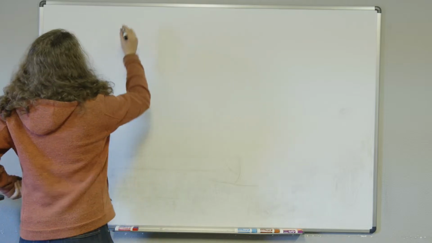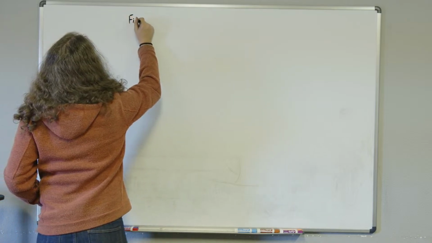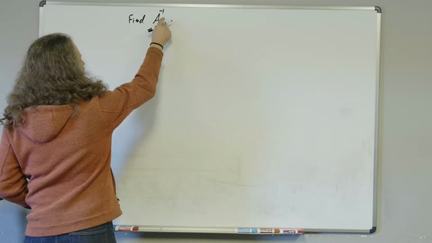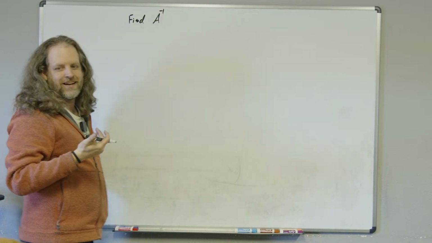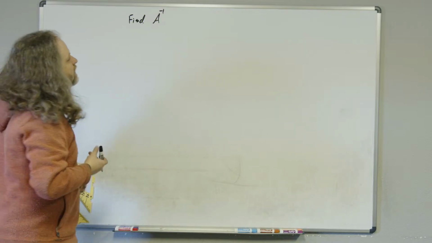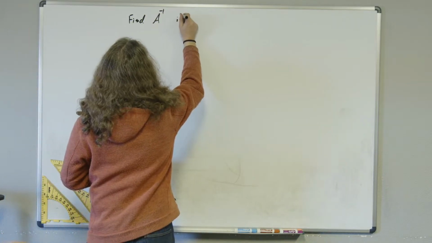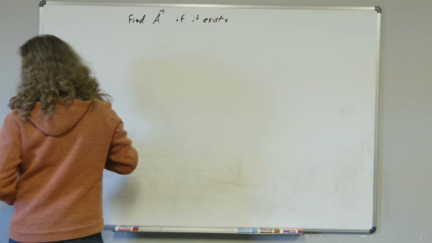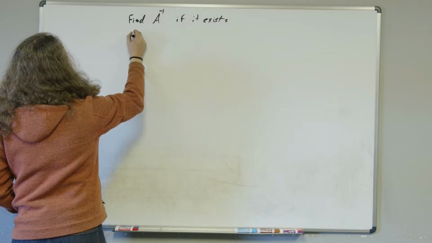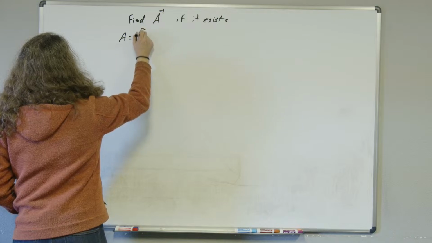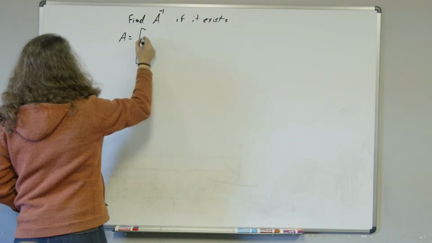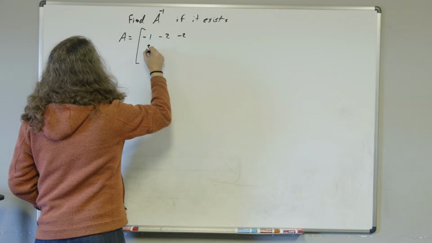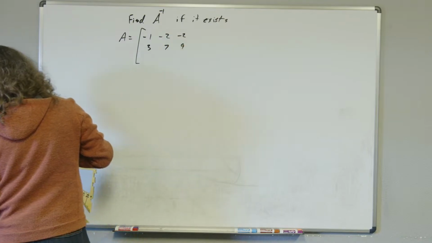So we're going to find the inverse of A, which is the same as like sine, cosine, tangent. This is not A to the negative 1. Well, it kind of is both. But this is the inverse of A, if it exists, because not every matrix has an inverse. A is -1, -2, -2, 3, 7, 9, 1, 4, 7.